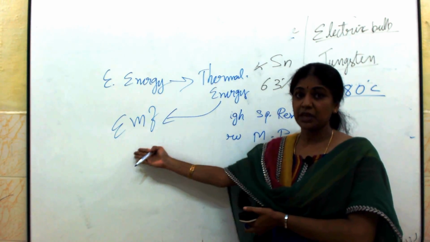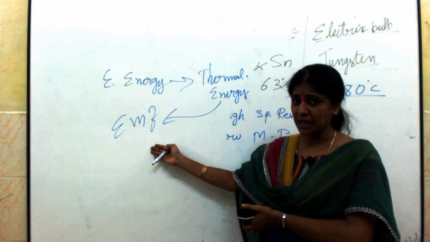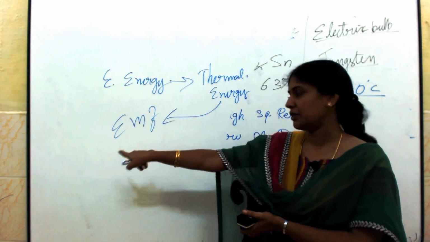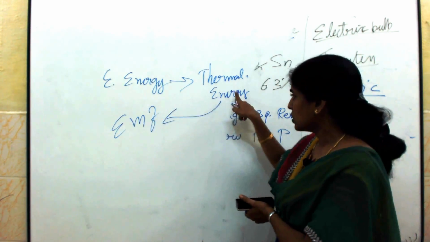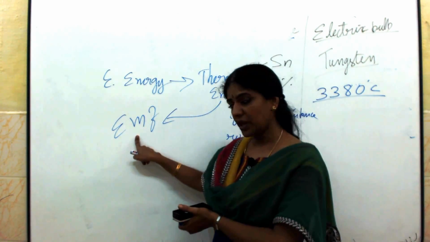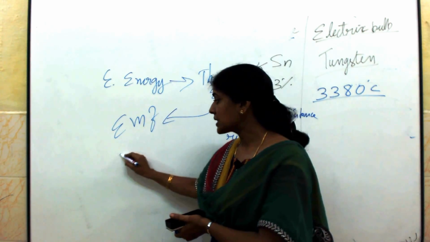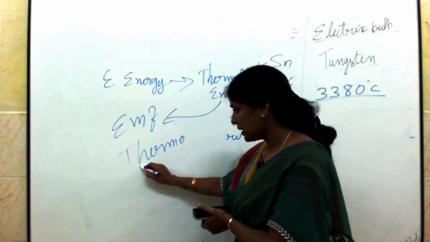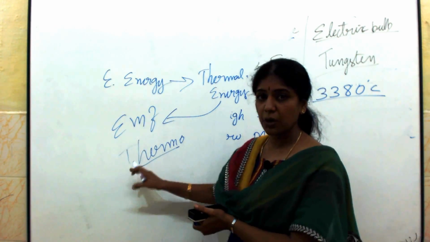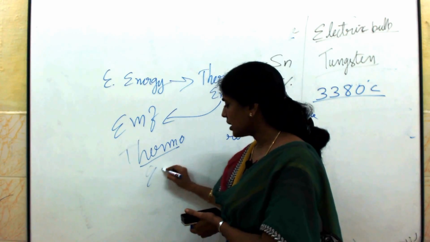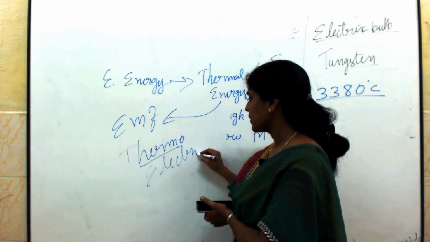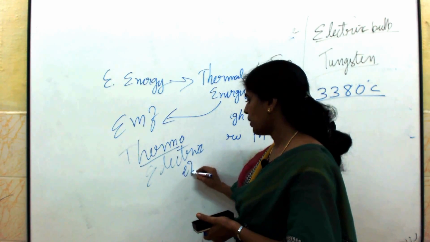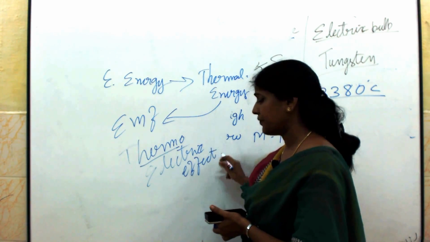What is the EMF? It is the potential difference between the two terminals of a battery in an open circuit. That we call an EMF. So using thermal energy, if I produce an EMF, that we call the thermoelectric effect. Using heat I am getting the current. Thermo means heat. That we are going to see. What is meant by thermoelectric effect?